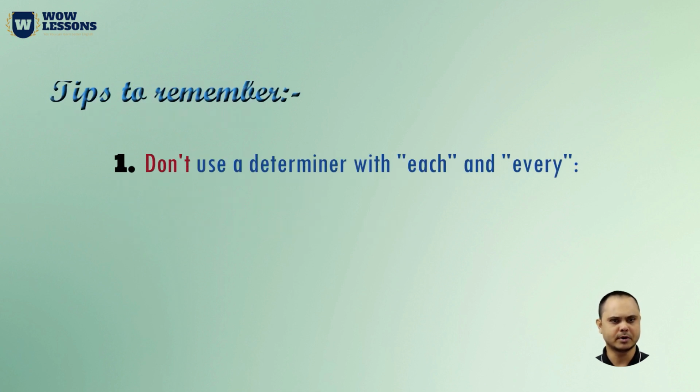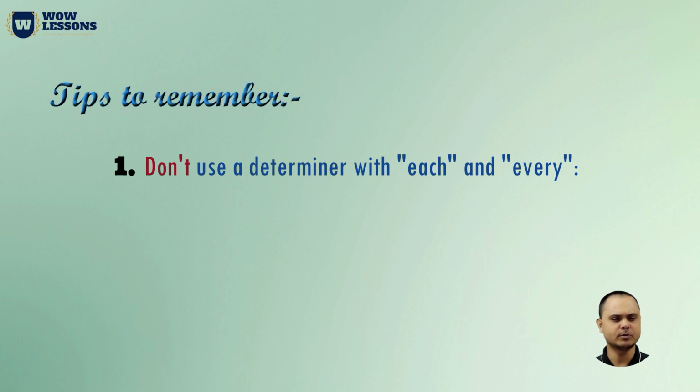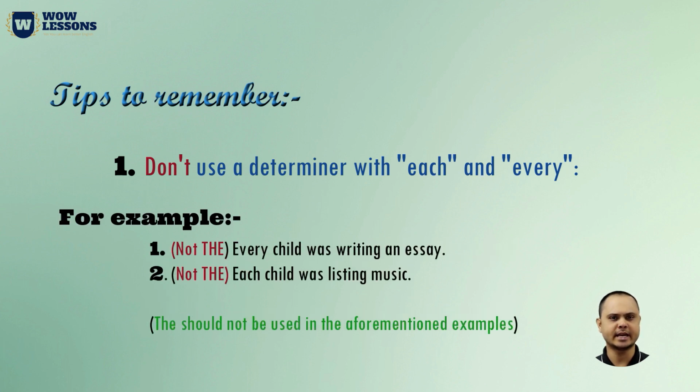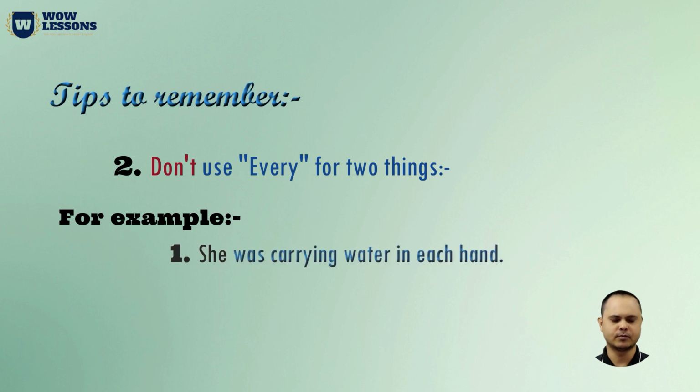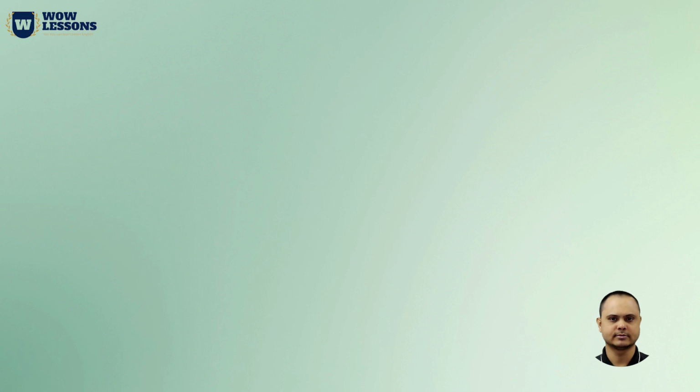Tips to remember. Keep in mind that we don't use a determiner with each and every. For example, we don't use every for two things. To describe two things, you can use each. For instance, she was carrying water in each hand.